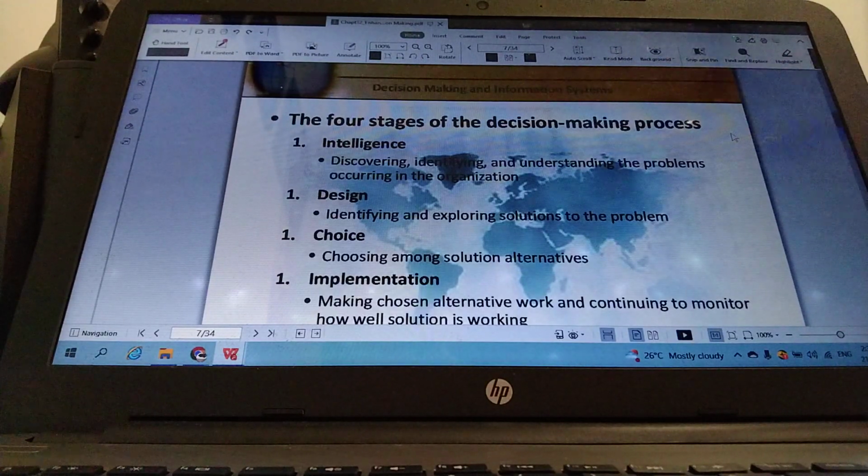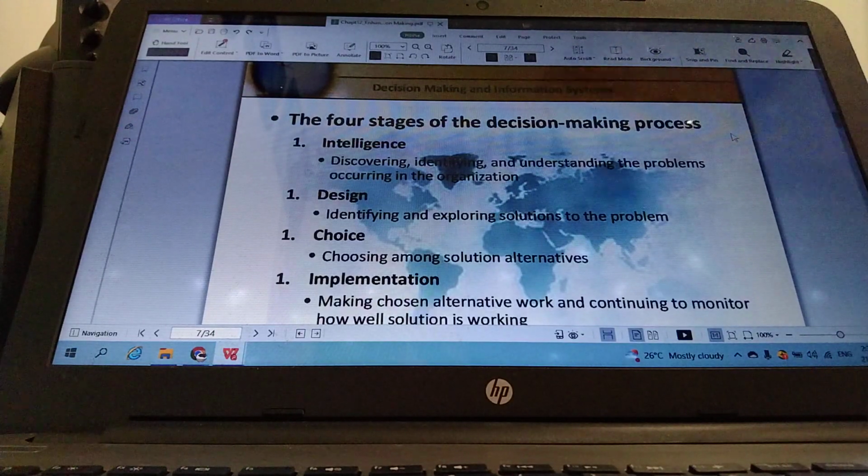That is the reason you will see later on we will be trying to use or recommend a related system, which we will discuss in a short while, how this related system or new systems can be used by the senior managers and middle managers in helping them to make decision process.